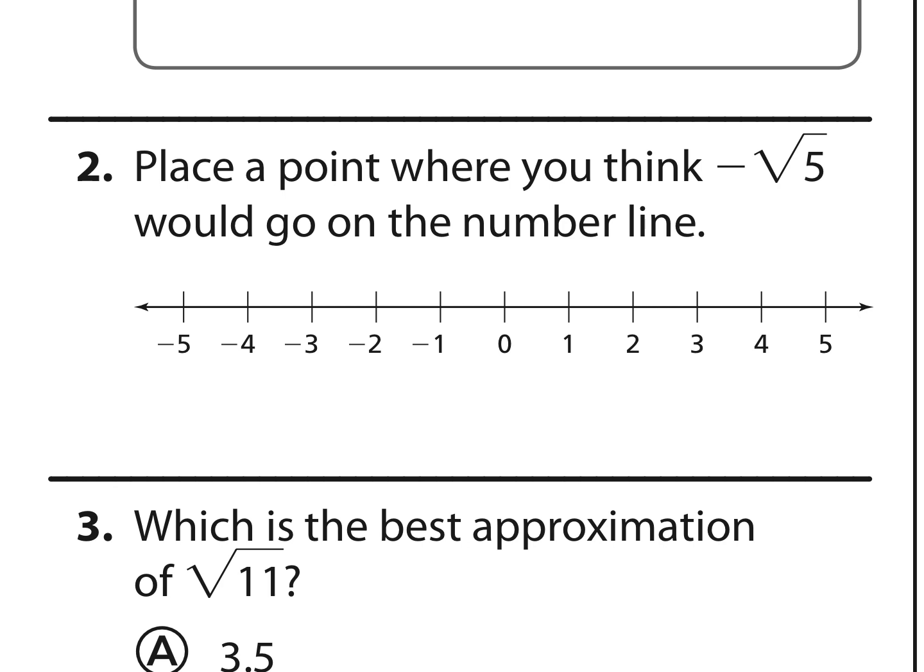So we're looking at number 2. It says place a point where you think negative square root of 5 would go on the number line. When you plug this into your calculator, you get negative 2.233... So a little less than -2. So this is going to be between -3 and -2 because it's -2 point something. If we ignored the negative, it'd be like 2 point something. That's between 2 and 3. Since we're dealing with negatives, it's between -3 and -2. Closer to -2 than -3, so somewhere about here.